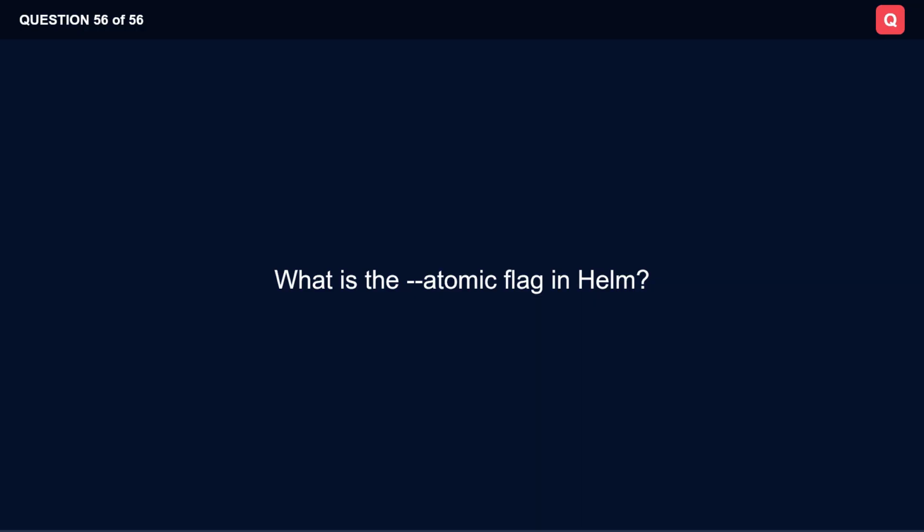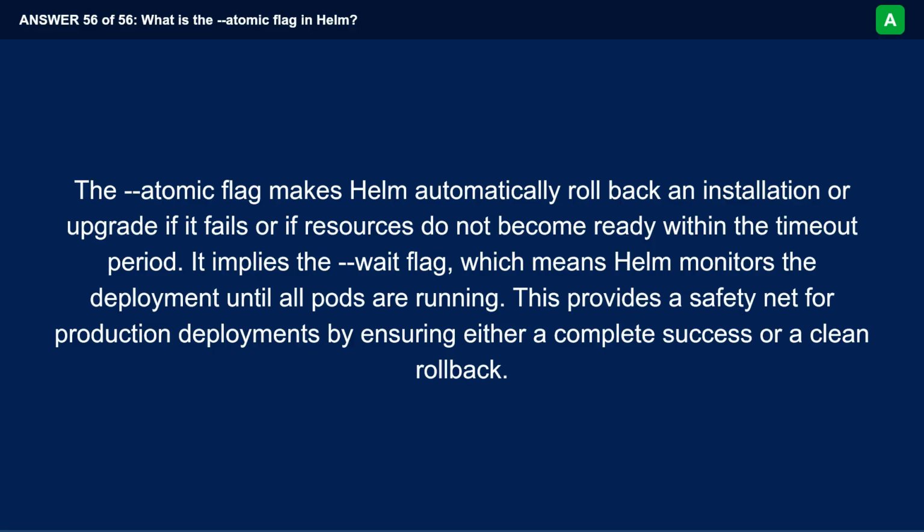What is the atomic flag in Helm? The atomic flag makes Helm automatically roll back an installation or upgrade if it fails, or if resources do not become ready within the timeout period. It implies the wait flag, which means Helm monitors the deployment until all pods are running. This provides a safety net for production deployments by ensuring either a complete success or a clean rollback.